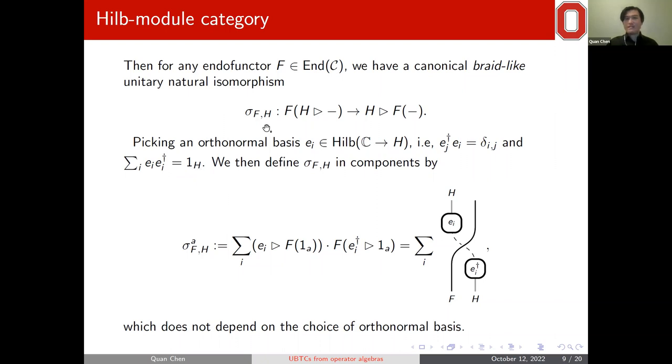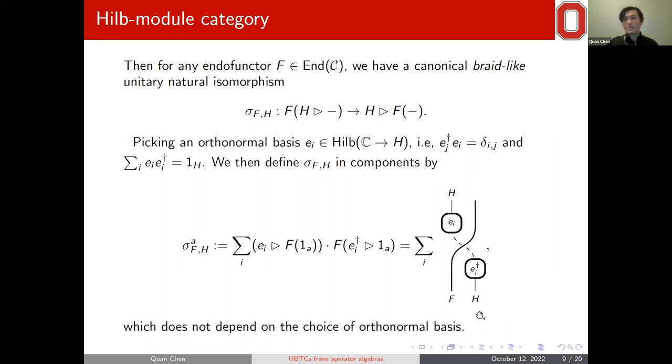Then we can define this natural isomorphism component-wise by doing this. It's easier to see from the graphical calculus. You pick e_i dagger here, F of e_i dagger acts on A, and then compose by e_i acting on F of identity A. And this construction doesn't depend on the choice of orthonormal basis.